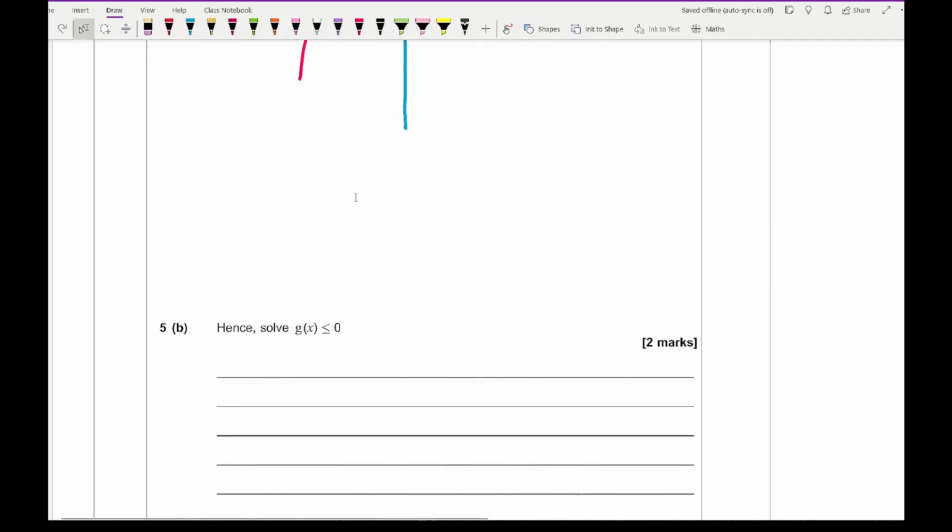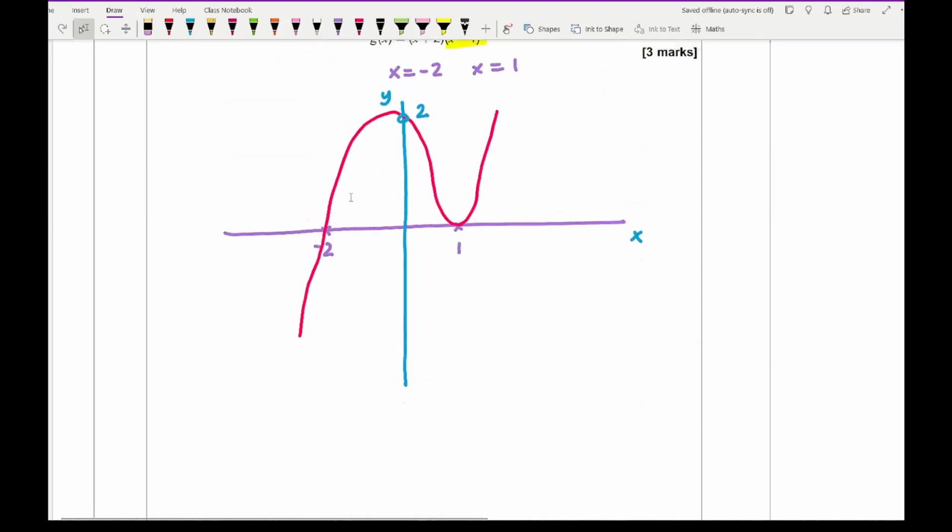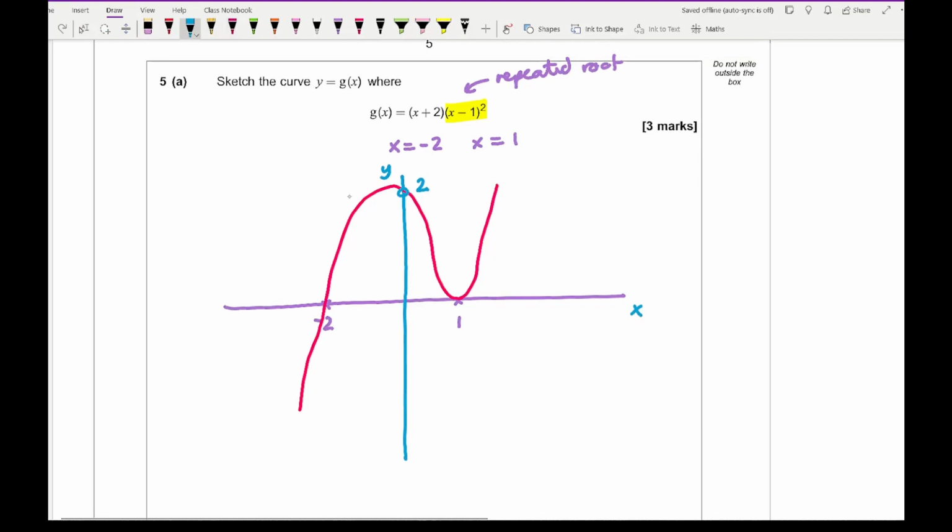It then says, hence solve g of x is less than or equal to 1. So I'm looking for where the graph is equal to 1 or equal to 0. So that's going to be this region here and this point here. So the answer for B is going to be where x is less than or equal to -2 or x equals 1.